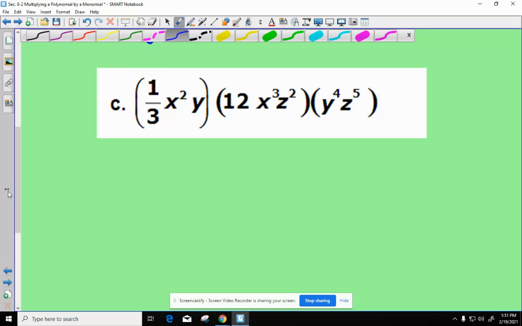We're multiplying the coefficients, but the powers we do what with? We add. We multiply the coefficients, but we add those powers.